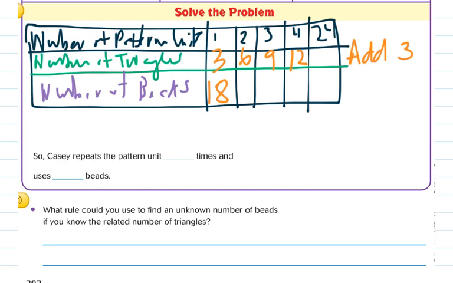We see that each time we're going to be adding 18 for the number of beads. So 18 plus 18 is 36. 36 plus 18 is 54. And 54 plus 18 would be 72. So we're stopping at the 4th pattern because we know that there's a big jump between the 4th and the 24th pattern. So we can analyze our relationships between our x and y coordinates.